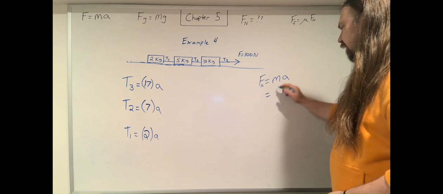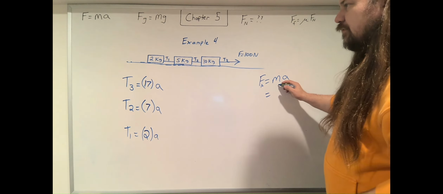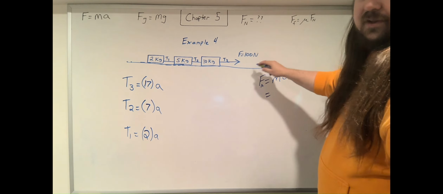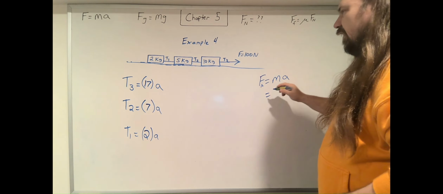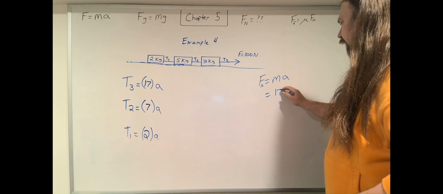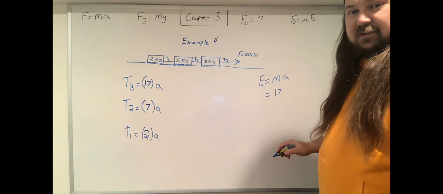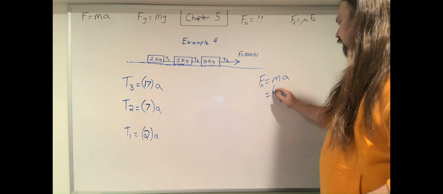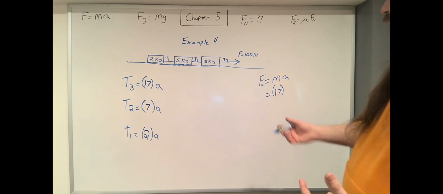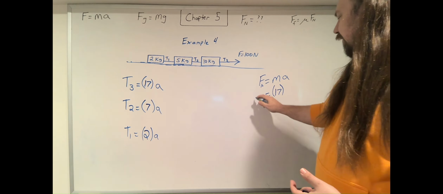How much mass is the acting force pulling? Well, if this is hooked to a bus or a car or a train or a person or whatever it is, they have to pull all of it, right? Because it's all connected. So they're going to have 17 kilograms for their mass. How hard are they pulling? They pull with 100 newtons.